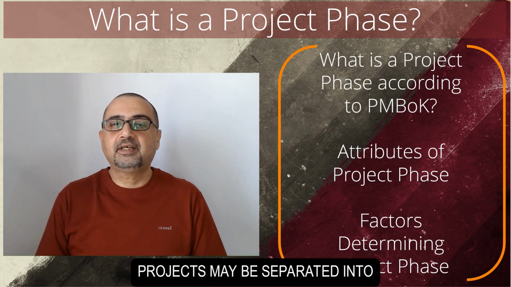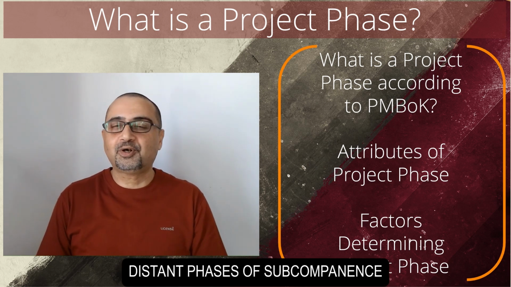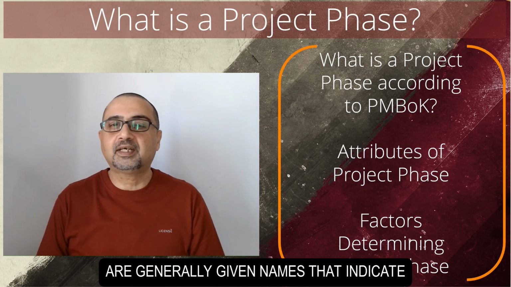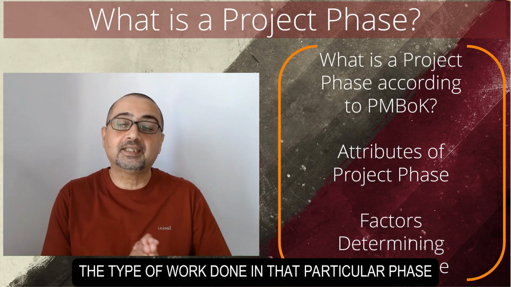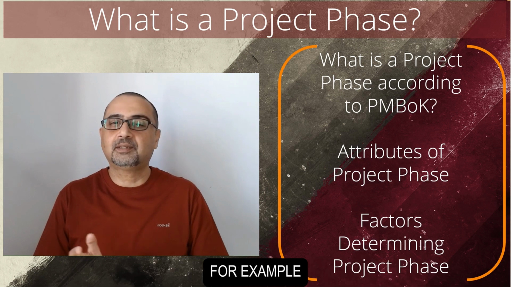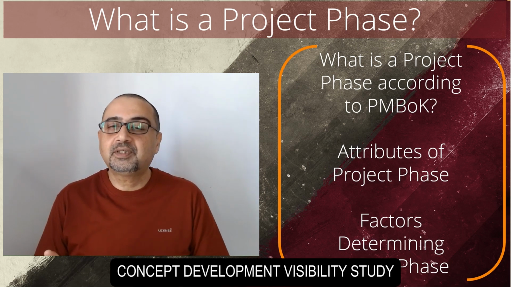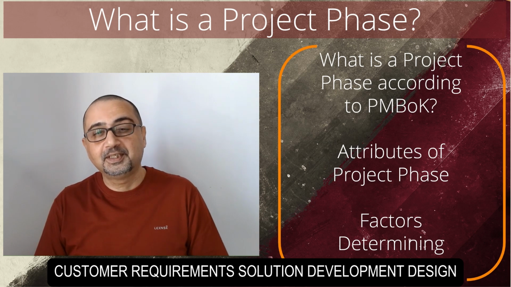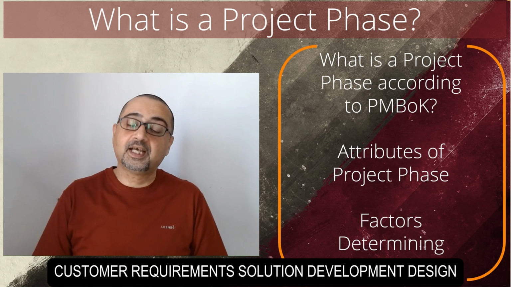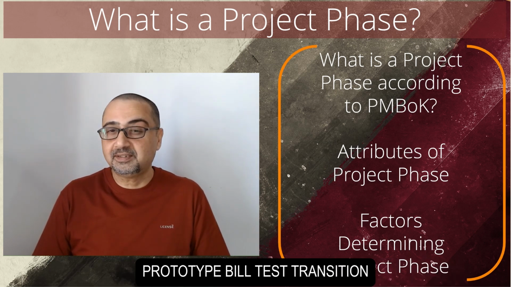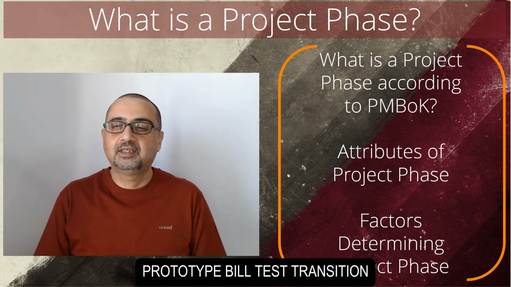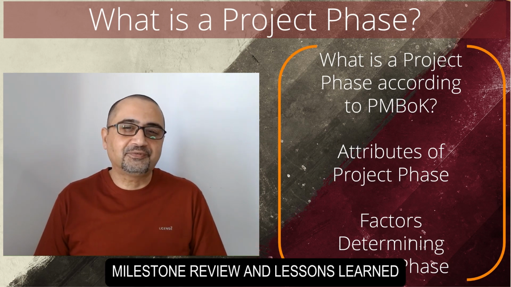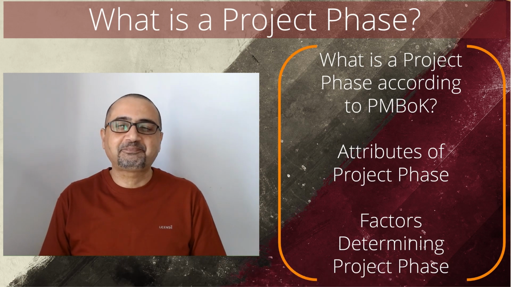Projects may be separated into distinct phases or subcomponents. These phases or subcomponents are generally given names that indicate the type of work done in that particular phase. For example, concept development, feasibility study, customer requirements, solution development, design, prototype, build, test, transition, commissioning, milestone review, and lessons learned.